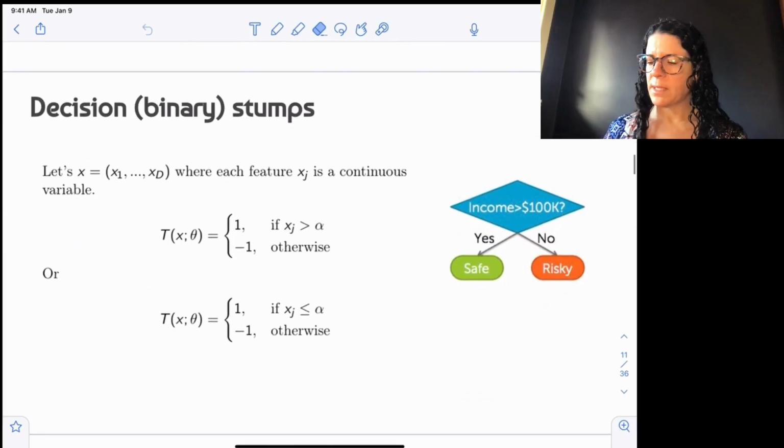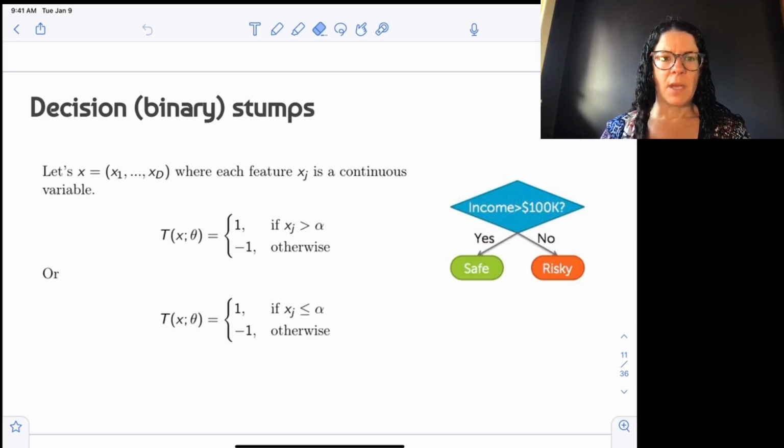Let's remind ourselves what the simplest decision tree we can have is. The simplest decision tree is something called a stump. A stump is just a decision tree that divides the data in two. For example, in some data set we have either the income is bigger than 100K or smaller than 100K, and we make a prediction just based on that one split.